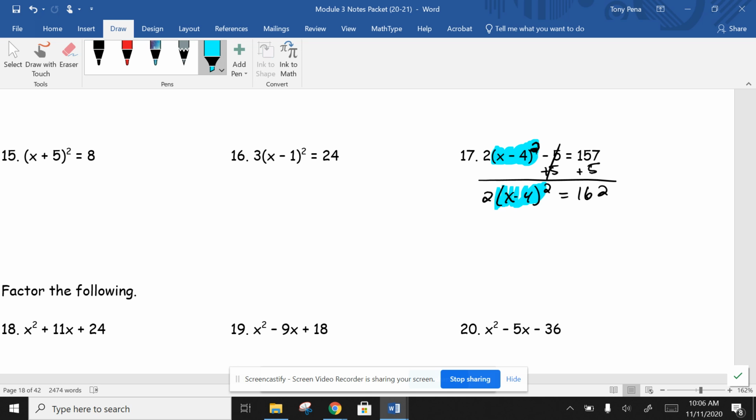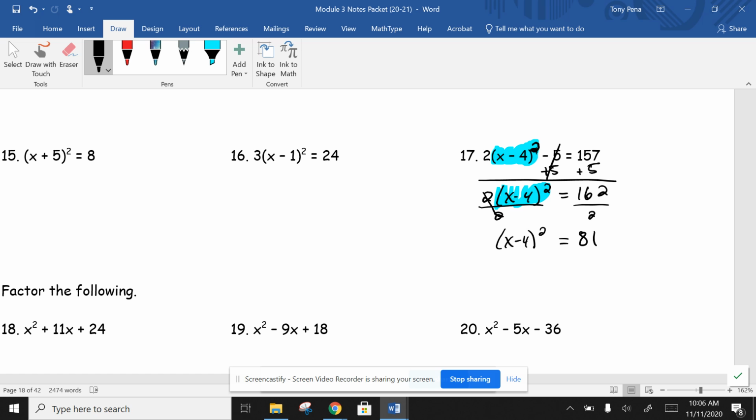This still is what we're trying to get by itself. So the 2 that's getting multiplied by it, the way we undo multiplication is through division. So we would now divide by 2 to cancel that out. And then we finally have the squared term isolated, and then that would equal 81.